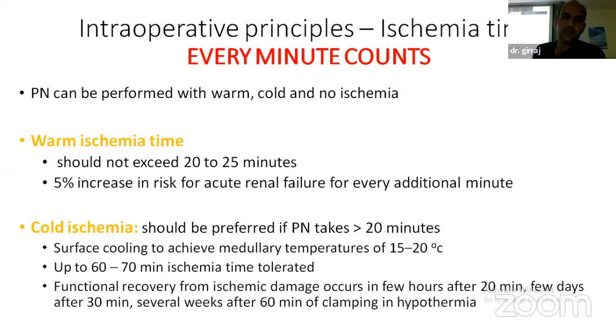Partial nephrectomy can be performed with warm, cold, and no ischemia time. Warm ischemia time should not exceed 20 to 25 minutes. There is increased risk for acute renal failure for every additional minute. Cold ischemia should be preferred if partial nephrectomy takes more than 20 minutes.